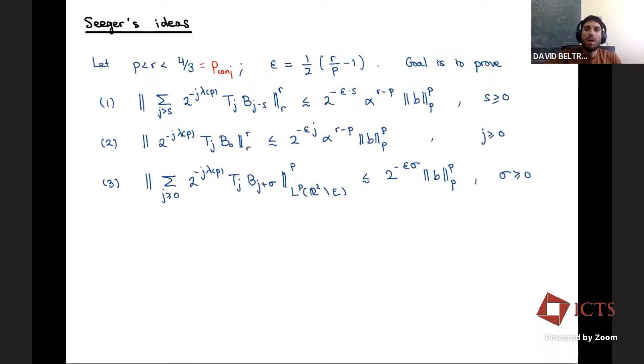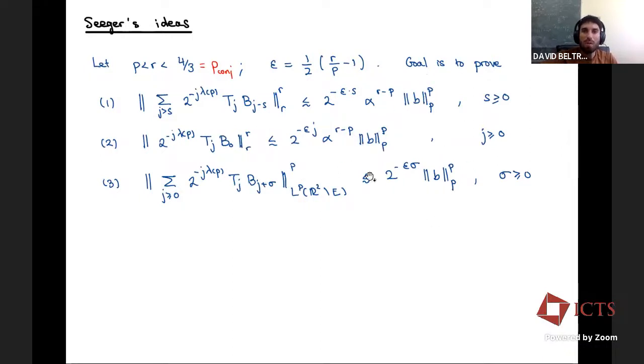So the goal is to obtain these three estimates for the three terms. If one obtains these three estimates, then one closes the argument by Chebyshev when that's Calderón-Zygmund. Okay, we have this summability in S here. S is the distance between the scales of the operator and the cubes. Summability in sigma, where sigma is again the difference. And then for B0, we don't need any summability. Okay.